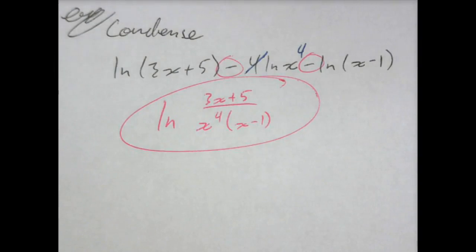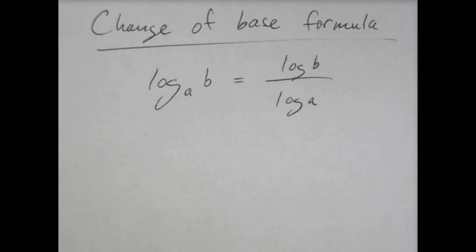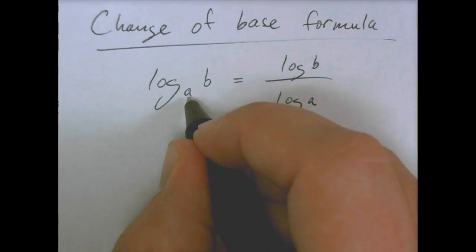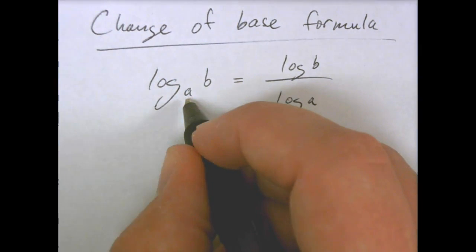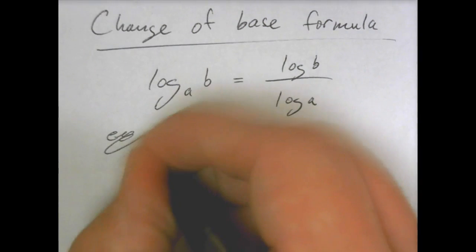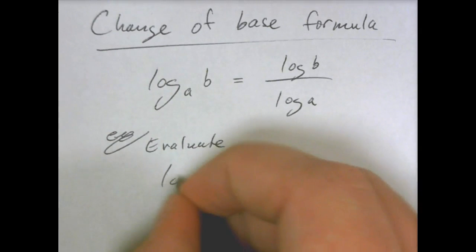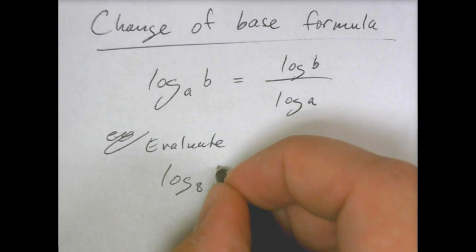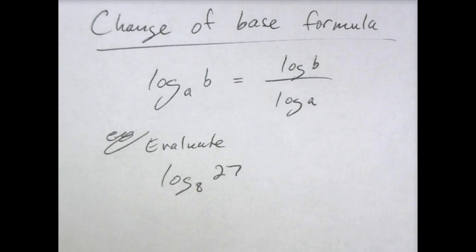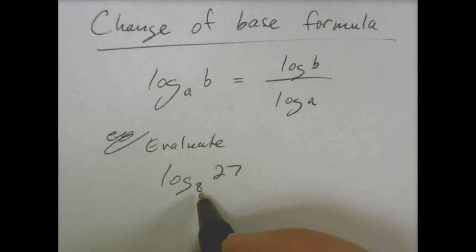Okay, and in section 3.2, we saw that there were some logs, like log of 42, that we couldn't do without a calculator, and we would have to go use a calculator. We're still going to use a calculator, but if we have a base, some calculators make it very hard to plug in a different base. So if we said something like evaluate log base 8 of 27, I don't know how to type a base 8 in a calculator.